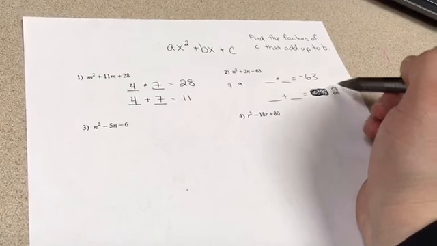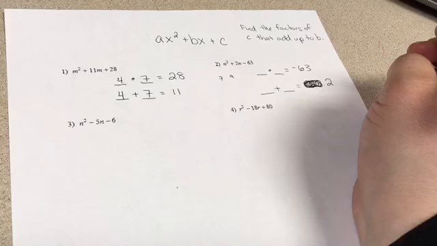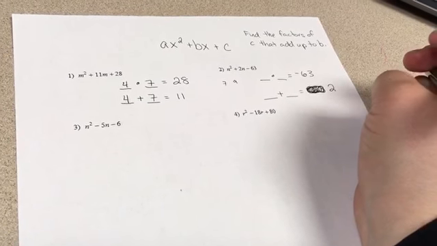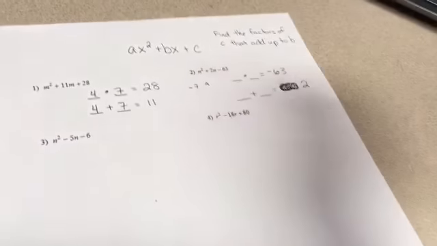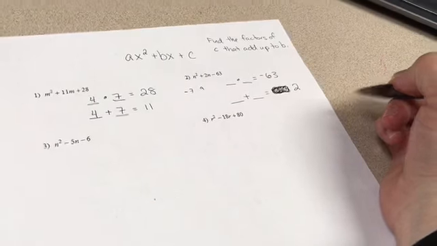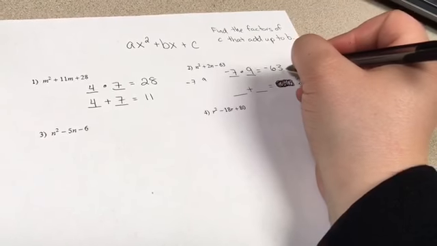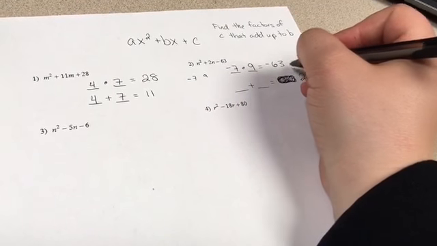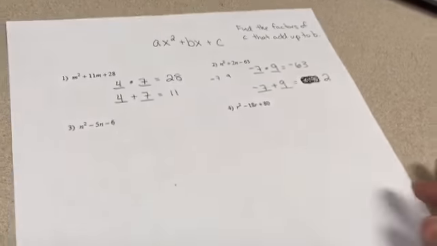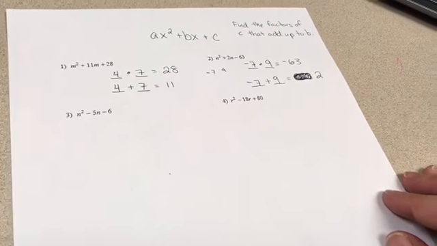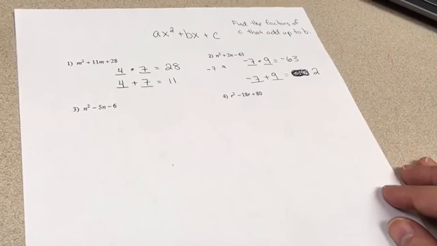Well, when we add them, we need a positive 2. So think about that. Negative 7 plus 9 or 7 plus a negative 9? Hopefully you said a negative 7 and a positive 9. So negative 7 times 9 will give me negative 63, but negative 7 plus 9 will give me 2. So negative 7 and 9 are the factors that will be used later to factor this problem.